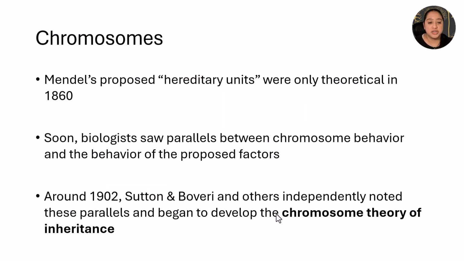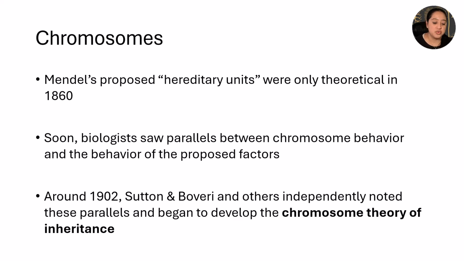Mendel had proposed that something gets passed on, and back in 1860, he didn't have a real concept for what it was, so he just called it hereditary units. They were just theoretical at that time. Soon biologists saw these parallels between chromosome behavior and the behavior of these hereditary units, or proposed factors. And so they made this connection of maybe that's what it is. It's the chromosomes getting passed on.